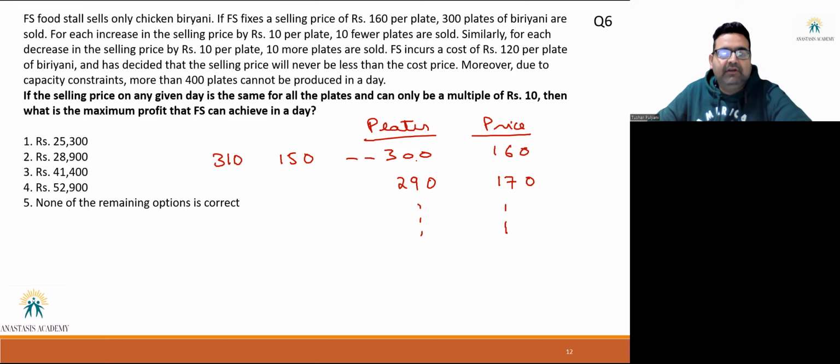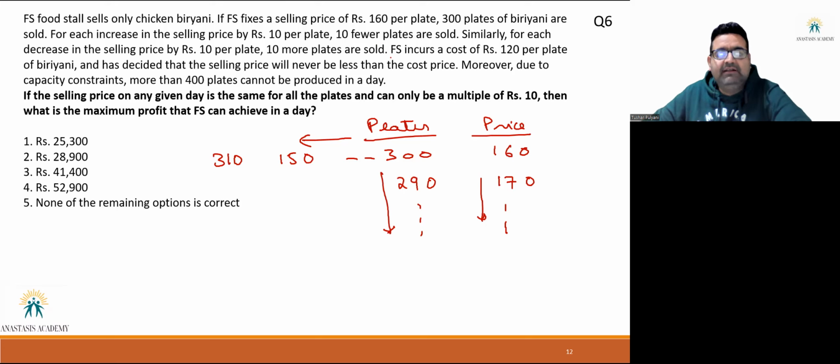So there are two ways, right? Either I keep increasing price by 10 rupees and my plates fall by 10 each. Similarly, there is another route where I keep decreasing my price and my number of plates increase. So there are two scenarios.